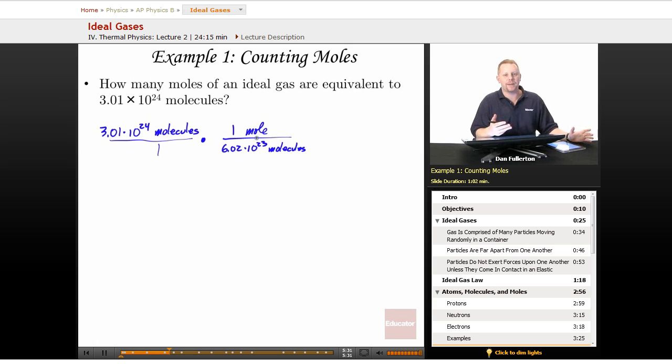And really what I'm doing is multiplying by 1. And anything I multiply by 1, I get the same value even if the units are changing. 1 mole and 6.02 times 10 to the 23 molecules are really the same thing. So 1 over 1 is 1. However, when I do this multiplication, my molecules will cancel out and I'll be left with units of moles. 3.01 times 10 to the 24 times 1 divided by 6.02 times 10 to the 23 gives me 5 moles.